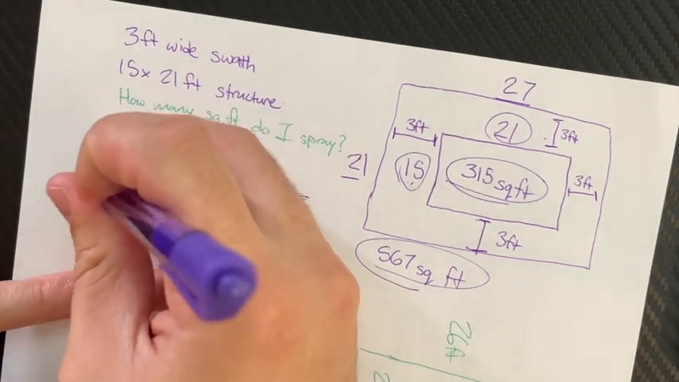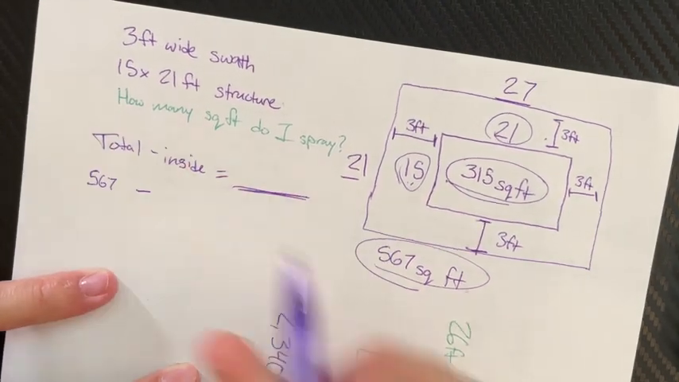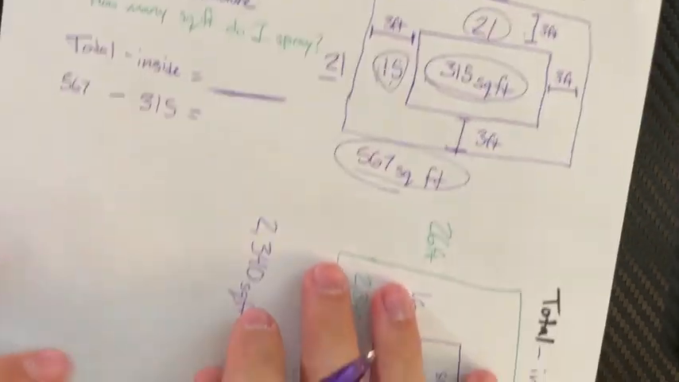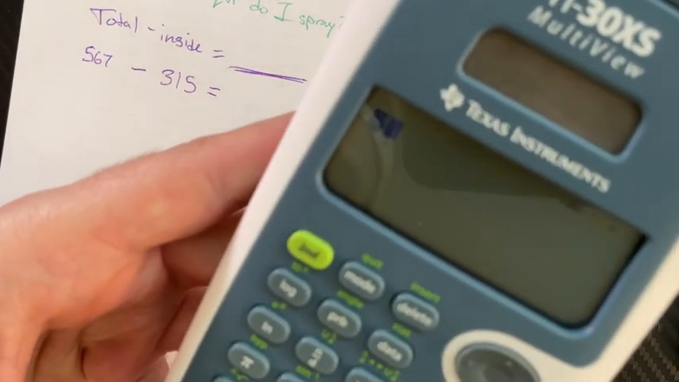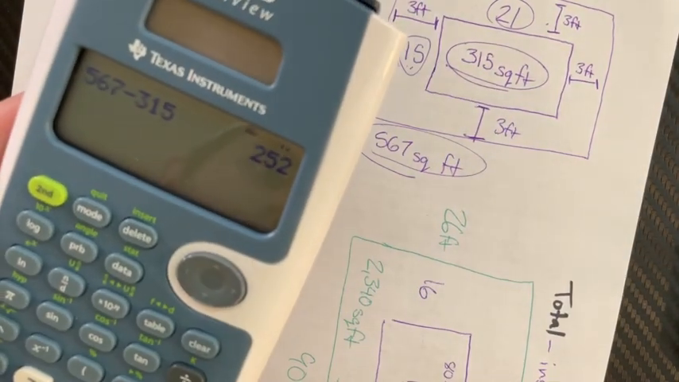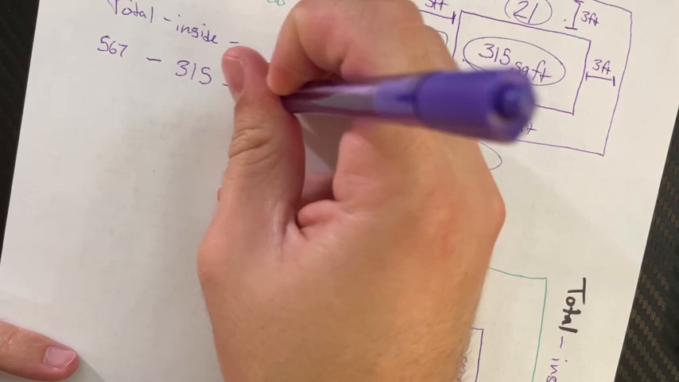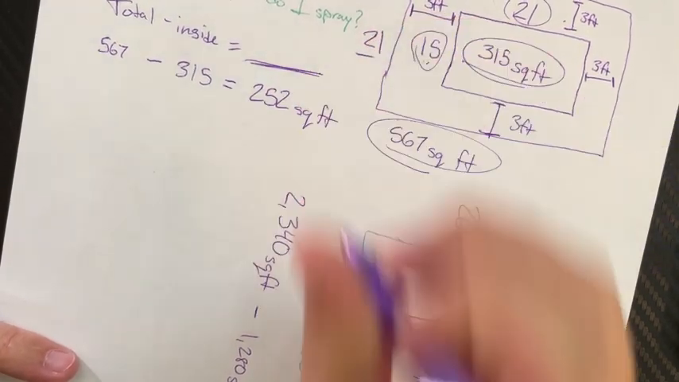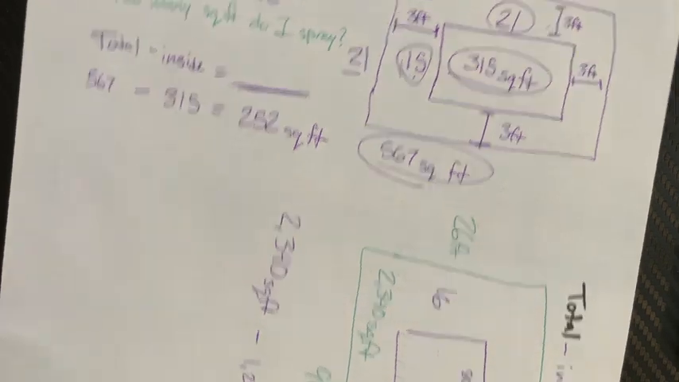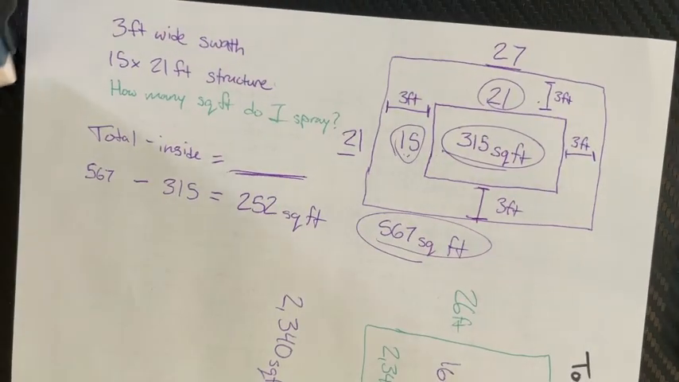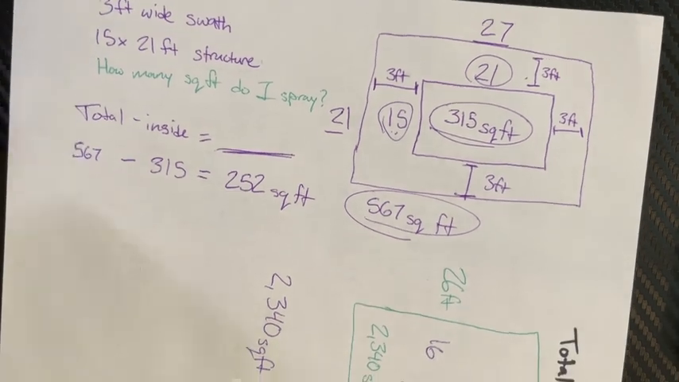Okay, so now let's plug in our total area and our inside area into this formula that we have. So our total 567 minus our inside 315 equals 252. So I am going to spray 252 square feet. Okay, so you should be able to do that. You can practice, you can come up with numbers on your own and know the steps.